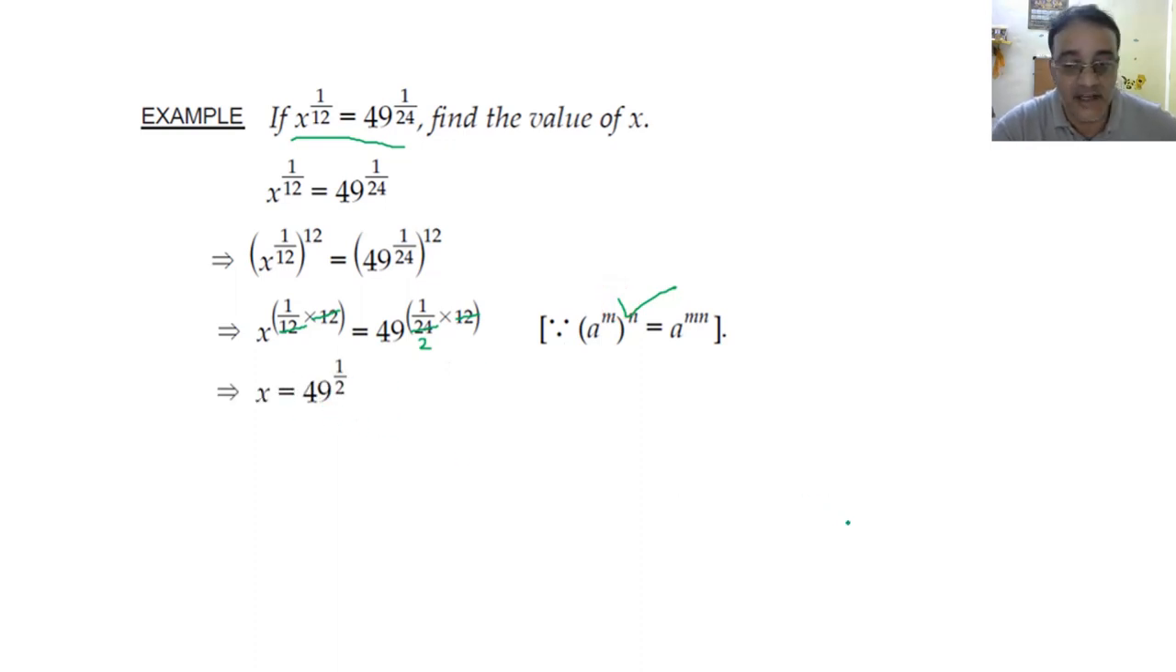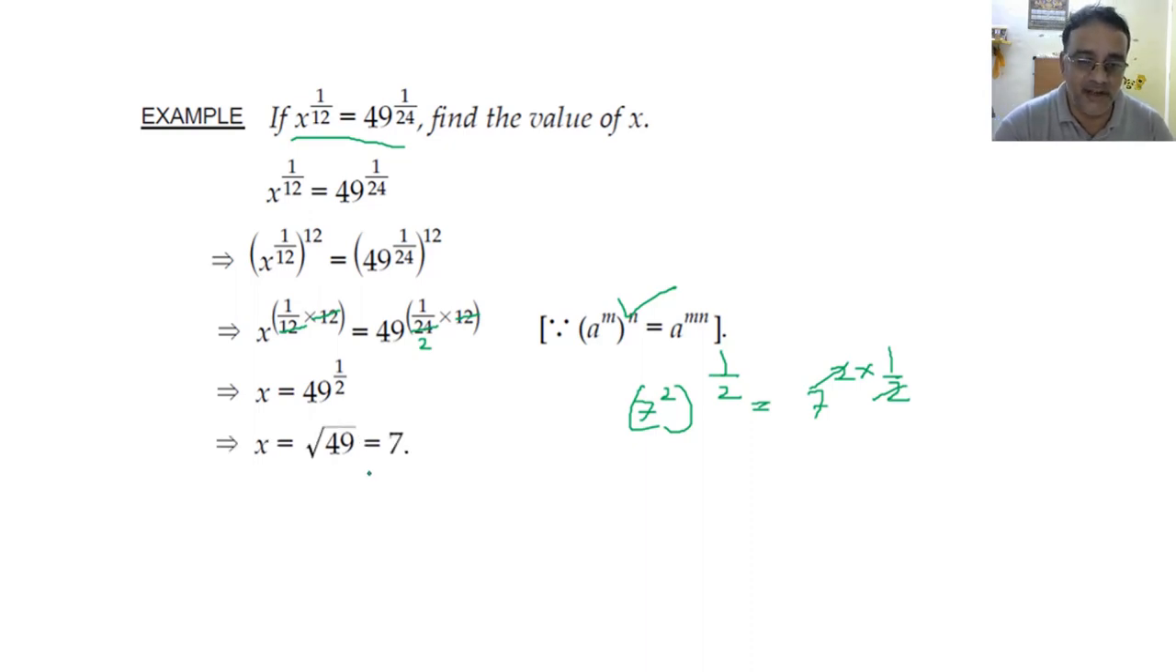Now you can do this in two ways. 49 to the power 1 by 2 is root 49, otherwise you can write 49 as 7 square, 7 to the power 2, to the power 1 by 2. Then multiply both the powers, and then you can cancel these two. Or you can write x is equal to root 49, that is equal to 7. Any doubt in this question? No, sir. Okay, this is a very good question.